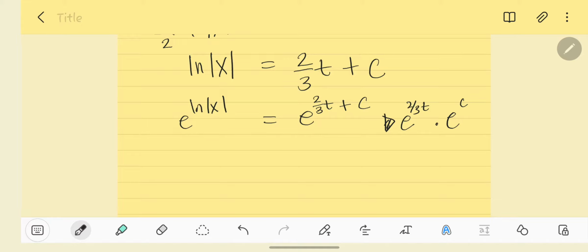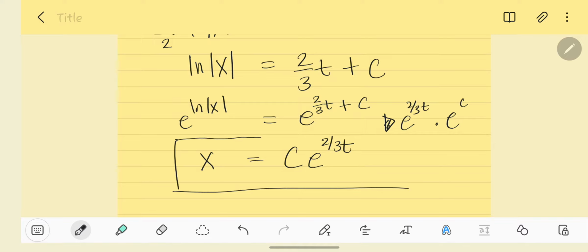And then we know that e to the c is c. Then the equation e to the ln x is equal to x, and e to the c is c, and then e to the 2/3 t. Now you have the general solution for the given example.